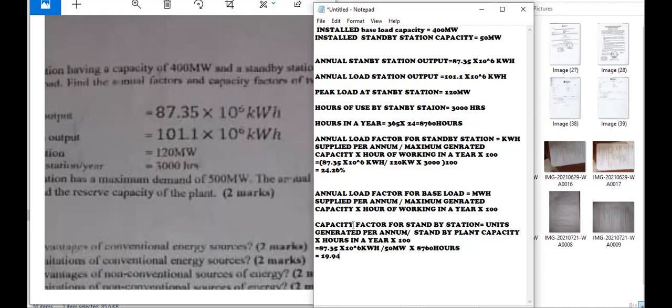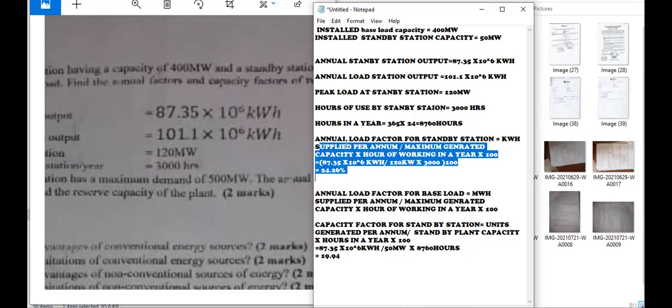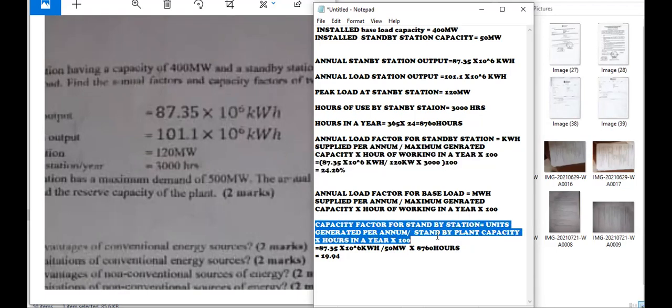Okay, so the question says we should find the annual load factor for both of the stations. What we just found here is the capacity factor for the standby station, and the annual load factor for the standby station before it. But we have not found the annual load factor for the base load station. That's what we're going to find now, and also find the capacity factor for the same base load station.